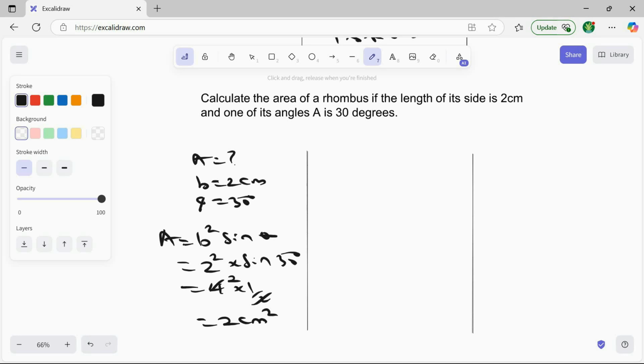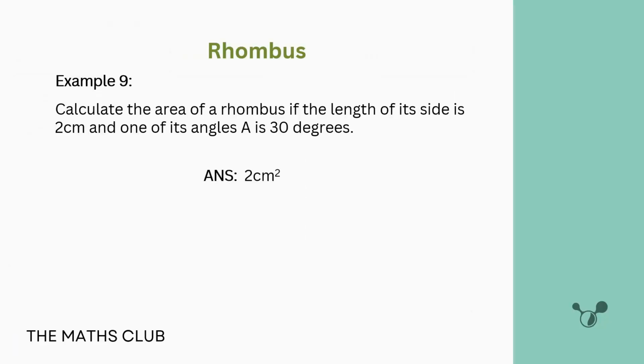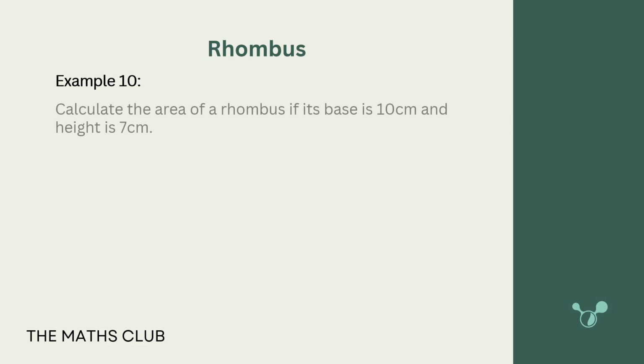Let's see if we're correct. Great. Example 10 also says that we should calculate the area of a rhombus if its base is 10 centimeter and height is 7 centimeter. I want you to try this out by yourself. I'm not going to solve this, right? The answer is 70 centimeters squared. If you don't know why, you can rewind back to one of the methods of solving the area of a rhombus and you see the answer in daylight.